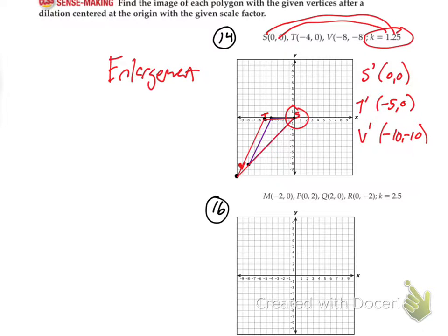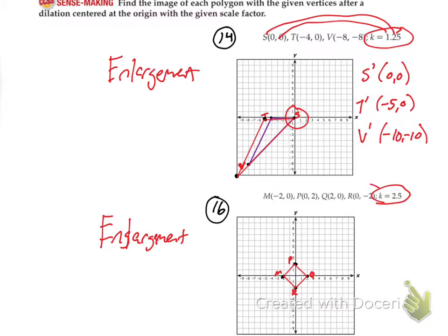So let's go on to 16. So first off, K is 2.5. So it's going to be an enlargement. So then what I need to do is first plot my original points. And I'm going to do that right away. So I have my pre-image ready to go. Now I've got to find my image.